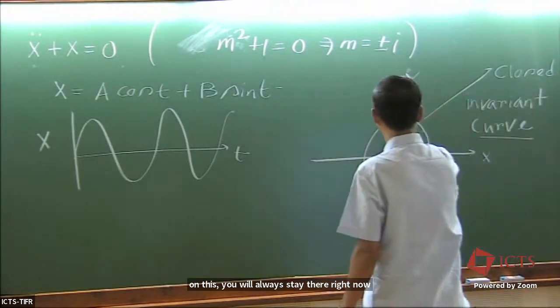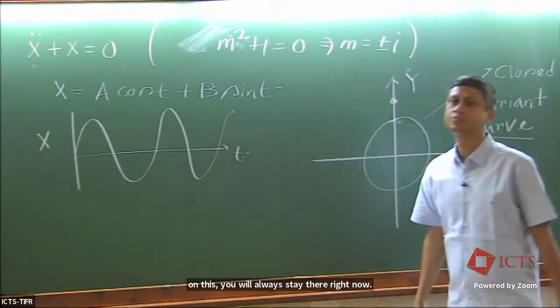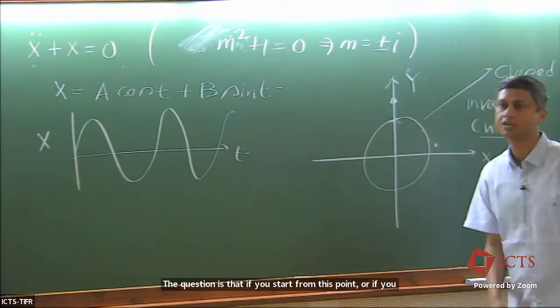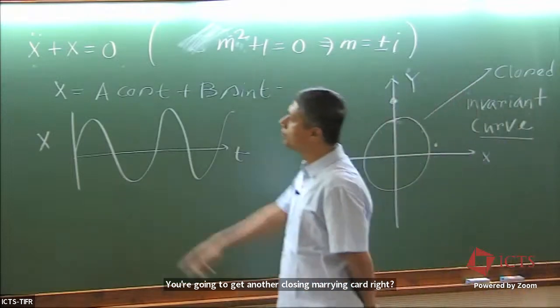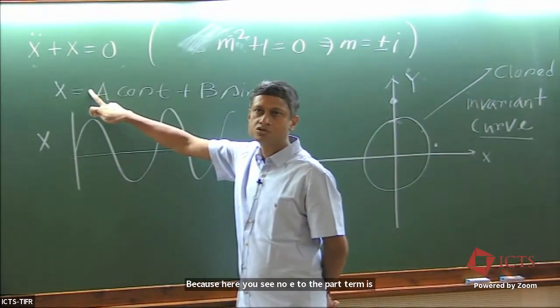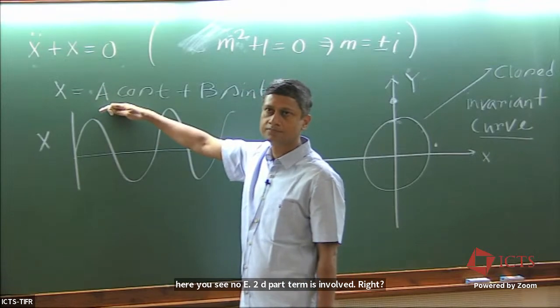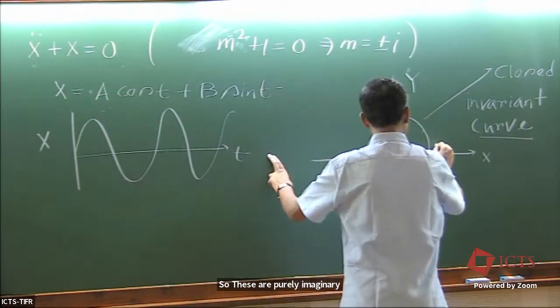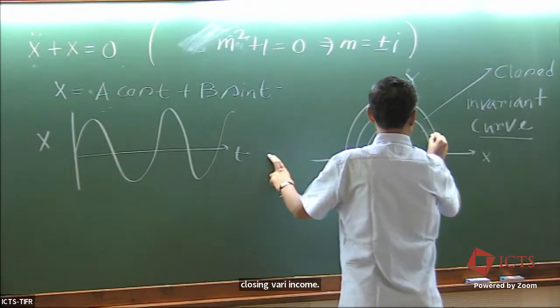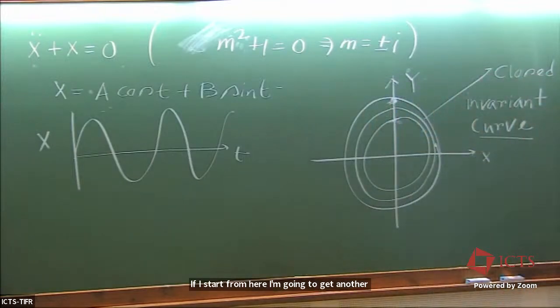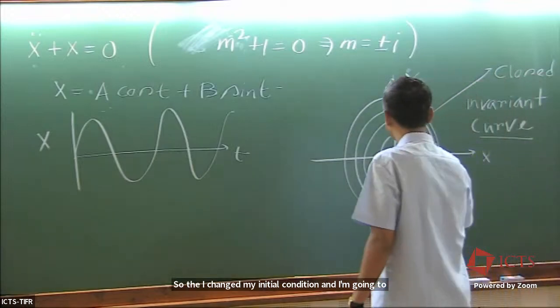Now the question is that if you start from this point, or if you may start from this point, what are you going to get in this equation? You are going to get another closed invariant curve, right? Because here you see no e to the power term is involved, right? So these are purely imaginary eigenvalues. Okay, so here if you start, you are going to get another closed invariant curve. If I start from here, I am going to get another closed invariant curve, right? So I change my initial condition and I am going to get closed invariant curves, right?